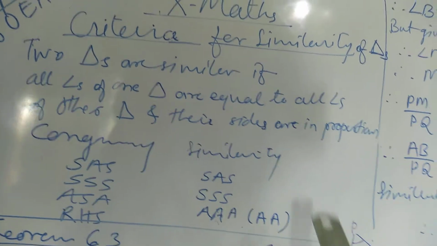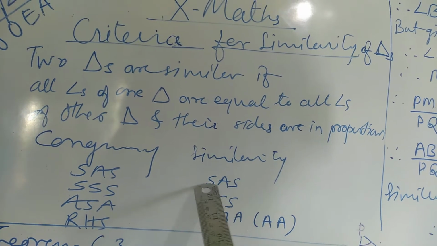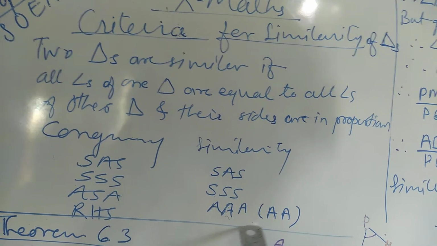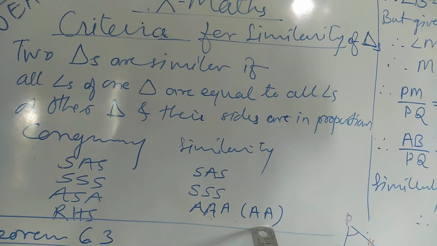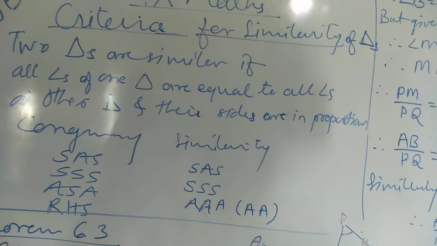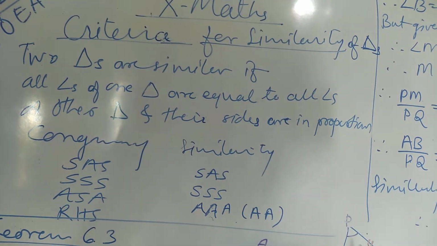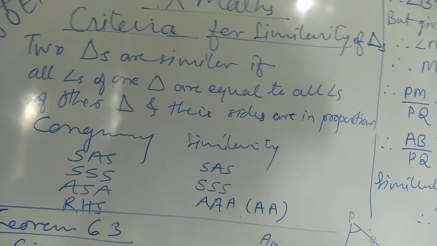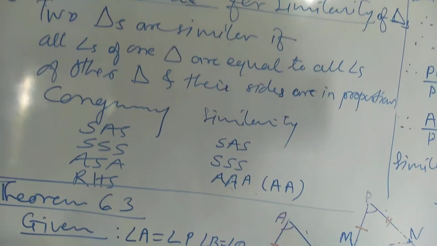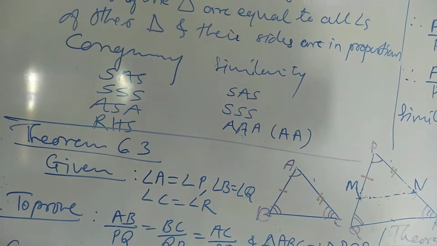Now here are the criteria for the similarity, that is two sides and the included angle, all the three sides, and the three angles. Instead of three angles we can check only two angles, because if two angles of one triangle are equal to two angles of another triangle, then ultimately the remaining third angle of both triangles will be the same. So instead of AAA, we can say AA also.